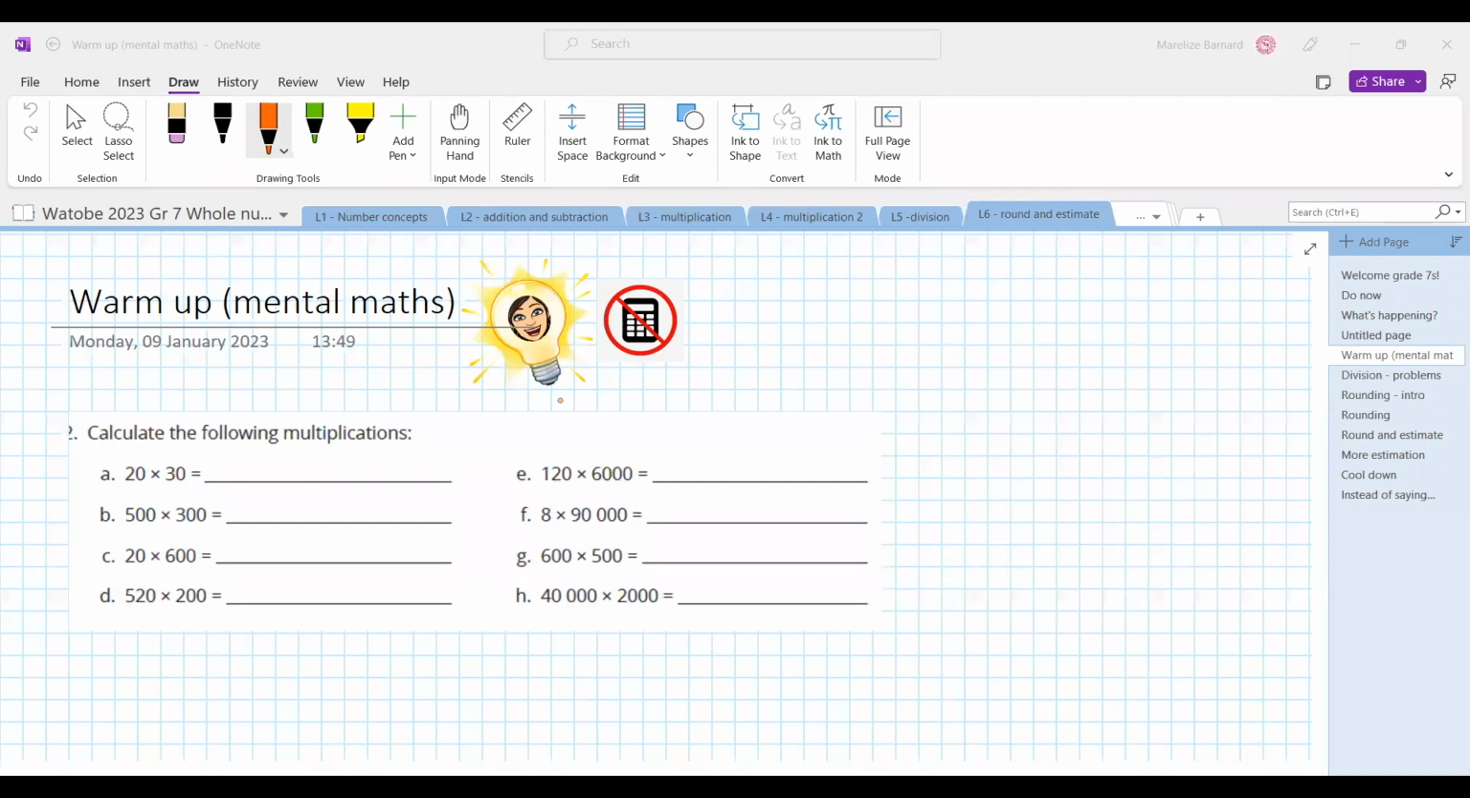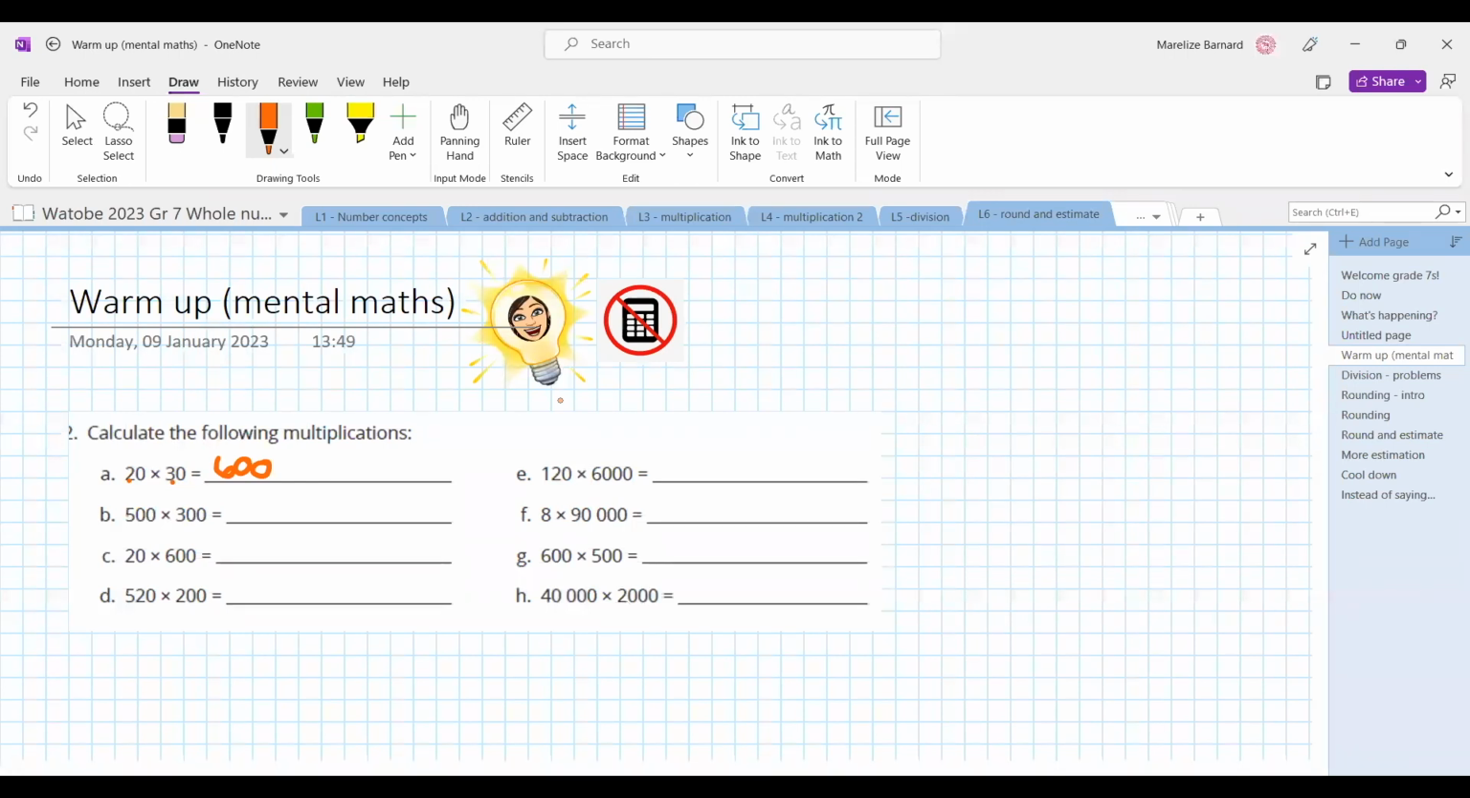So we did this way at the beginning, about 2-3 lessons ago, and we said a quick way to do this is to multiply the digits, 2 and 3, that's 6. And then how many zeros are there? There's 1, 2, so that is 600. 20 times 30 is 600.